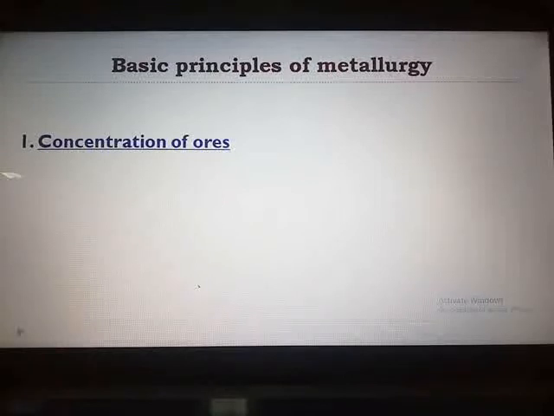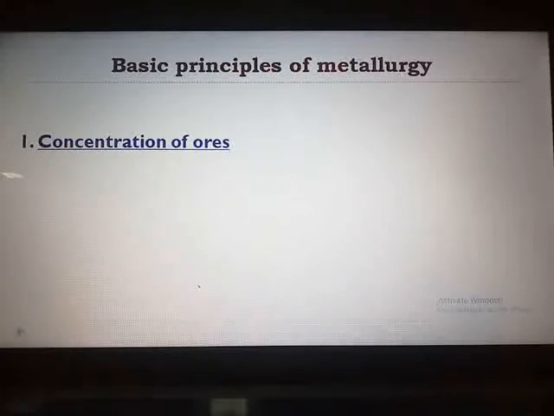Now, you have studied about the reactivity series of metals. Some metals are highly reactive, some are low reactive. So, this extraction is different for different metals. And then finally, refining of metals. That is the third stage. So, we begin with the first stage, that is concentration of ores.